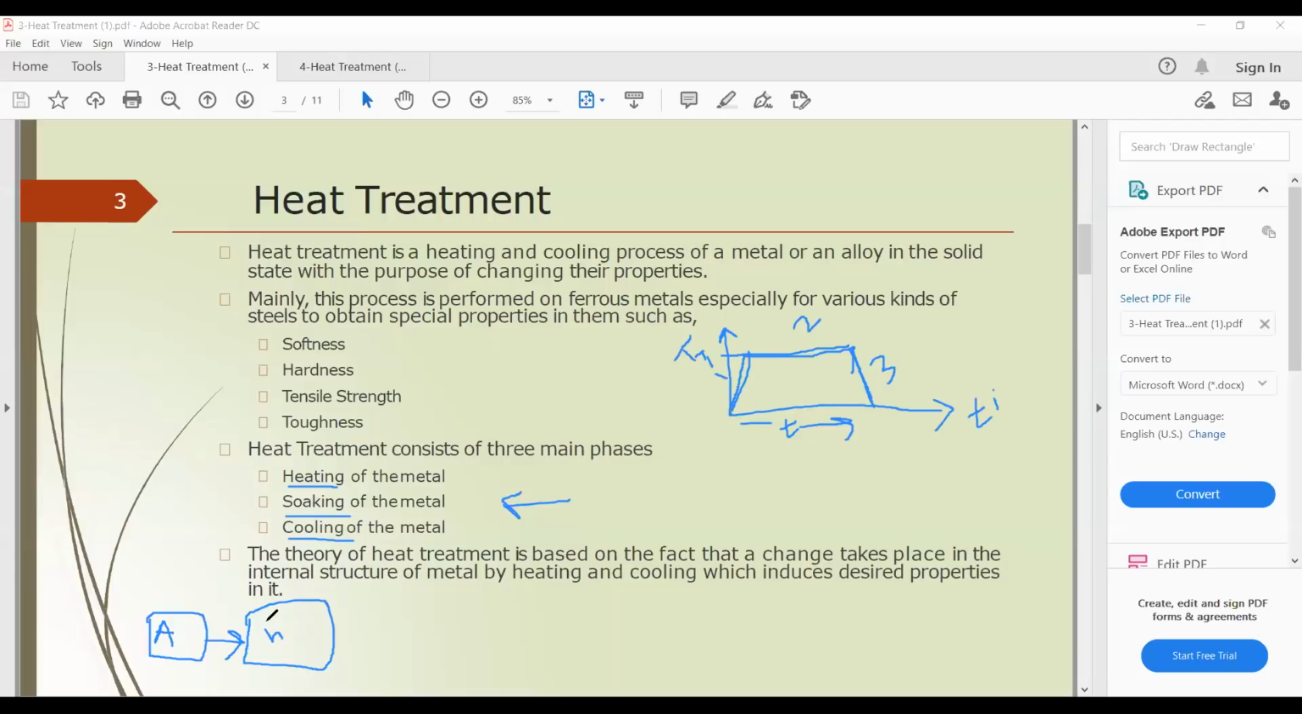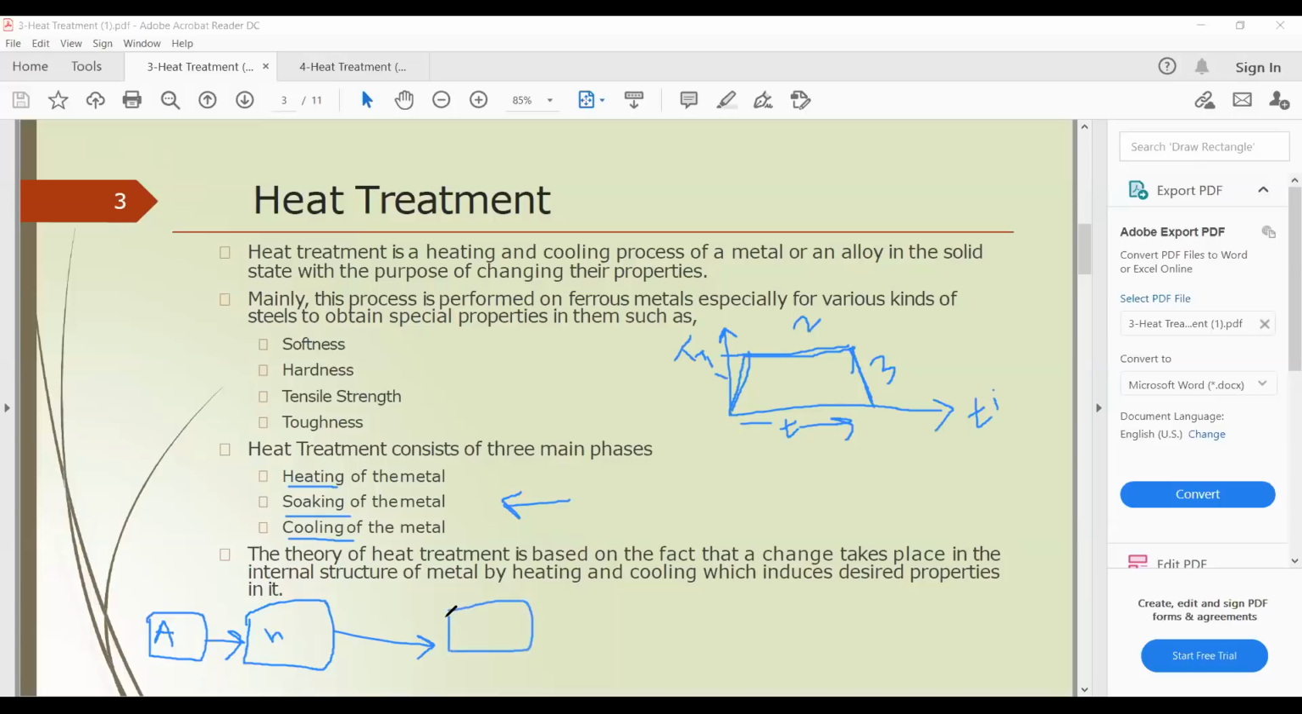In here, this heating process can be done in a particular place or medium, right? Place means you can use the furnace. There's equipment that is called a furnace. So inside the furnace, you can keep that metal and then do this heating process. Then you move on to the soaking process.